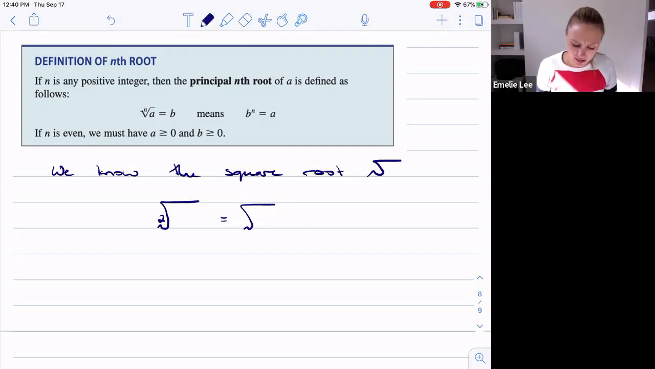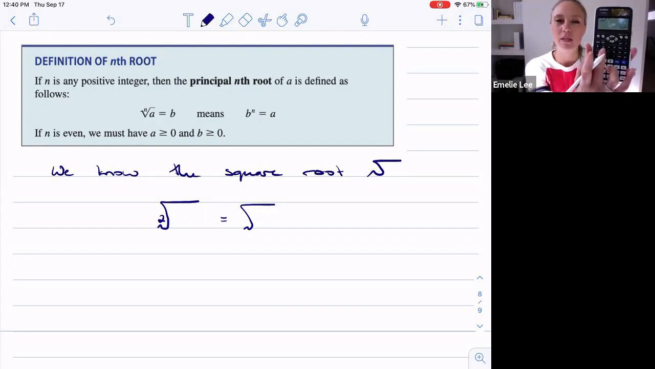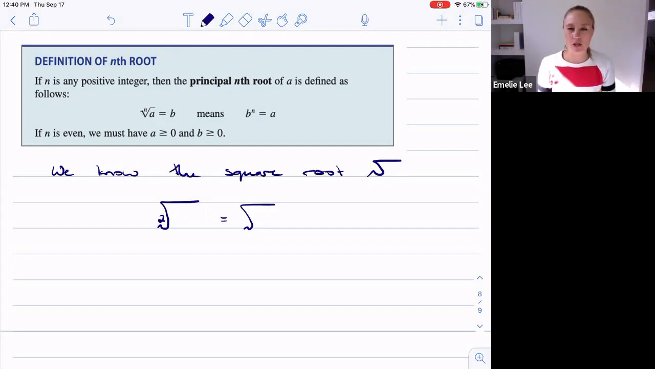But what I want to talk about is if we're using our calculator to do something that's not the square root, right? So let's say we want to do the 14th root or the 82nd root or something weird like that. On your calculator, there's often only a square root button, but that's okay. We don't need a special button.